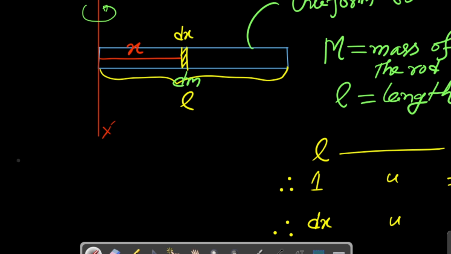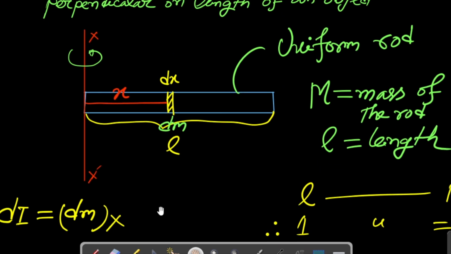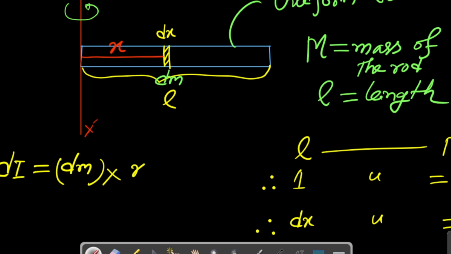So we can write the moment of inertia as di. Why do we write di? Because for this small mass dm, the moment of inertia will be very small. So for that reason we write the very small moment of inertia with the symbol di. di represents a very small amount. At first we write the very small mass dm, and the perpendicular distance from the rotational axis. As x prime is the rotational axis, we write x square.